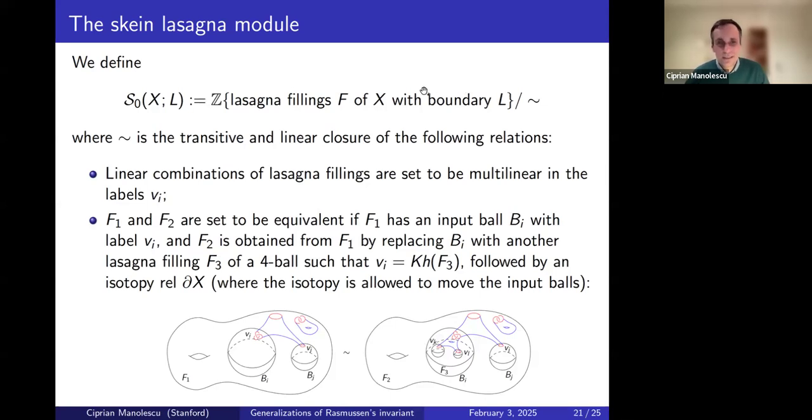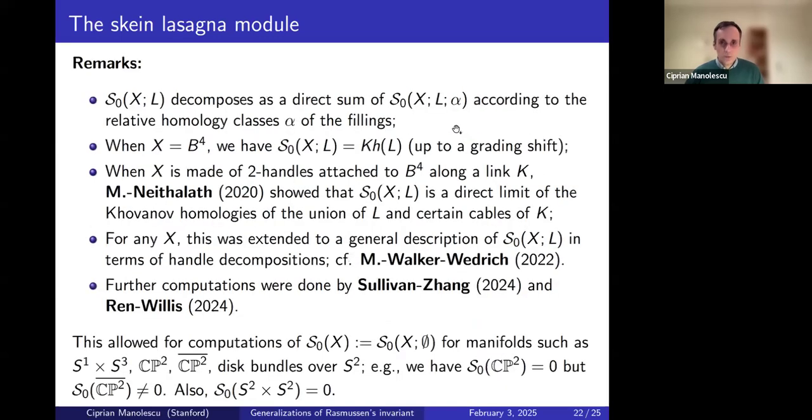A priori, this may not be finite dimensional. In fact, it's not sometimes, but it is in many cases. It's also not clear how to compute it, because you have all the possible fillings, all the possible balls inside your 4-manifold. Nevertheless, you can compute it in some cases. Let me make some remarks. First of all, it decomposes according to the relative homology classes of the fillings. When you have zero, you get the ordinary Khovanov homology for your link.